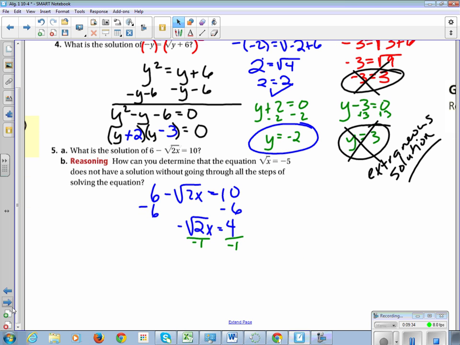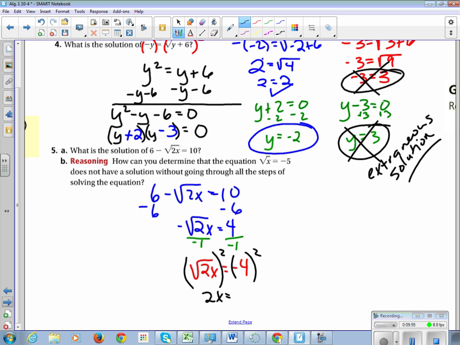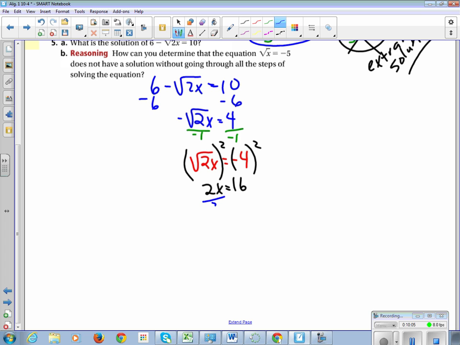And I get square root of 2x equals negative 4. So I'm going to get rid of the square root by squaring both sides. And I get 2x equals negative 4 times negative 4, which is positive 16. Then I'm going to divide both sides by 2, and I get x equals 8.